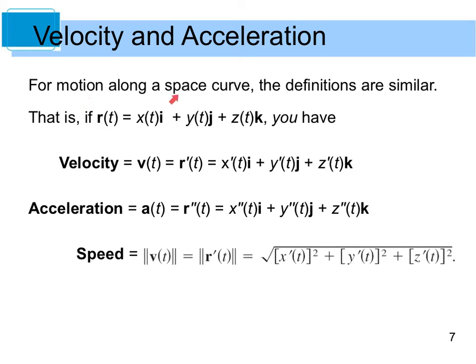All right, motion along a curved space, the definitions are similar. So we're going to go from i, j, and k. You can see everything is the same. I just have a k. Again, since you're in 3 dimensions, you're just going to include this k portion. Again, for our magnitude, for the speed, it's the same derivative. We're going to contain that z portion to make it the 3 parts.